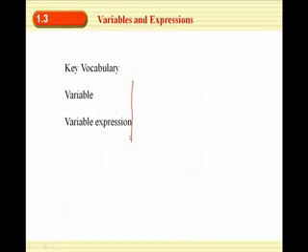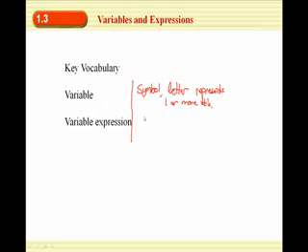Variable. First off, our vocabulary is a variable. A variable, they say in the book, is a symbol. Okay, usually it's a letter, and that letter represents one or more numbers. Okay, that's a variable. A variable expression is numbers, variables, and operations.